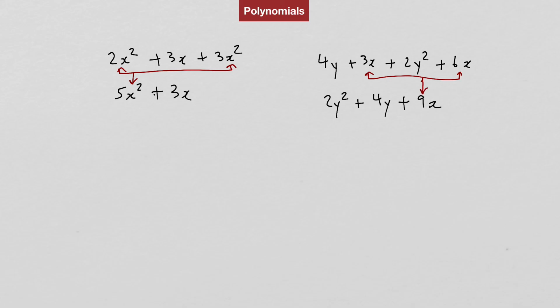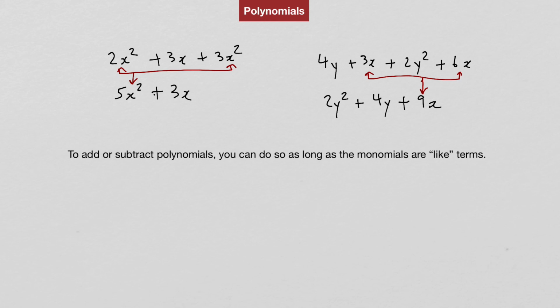So here's the rule to adding or subtracting polynomials. To add or subtract polynomials, you can do so as long as the monomials are like terms. Okay, hopefully that made sense. If anything was unclear, please go back to the beginning of the recording and play it again.